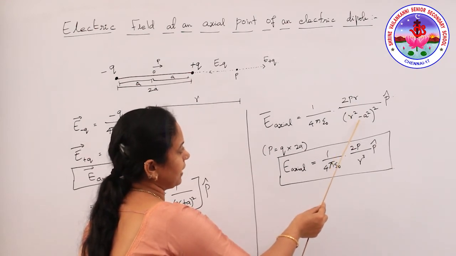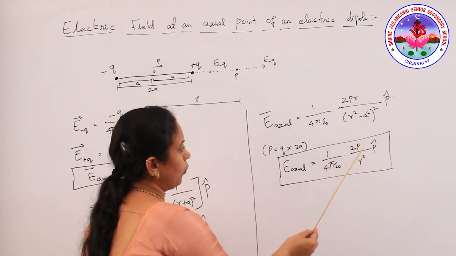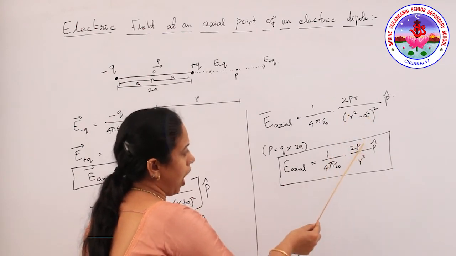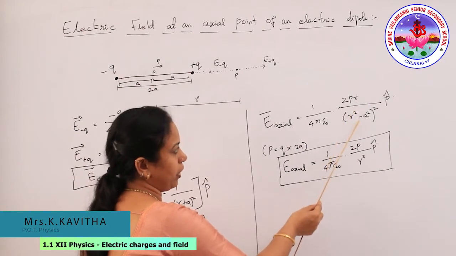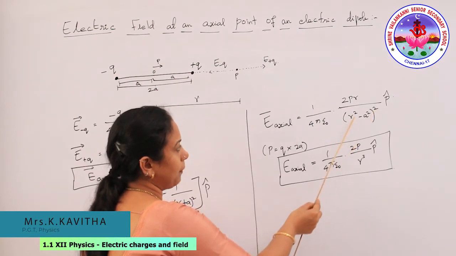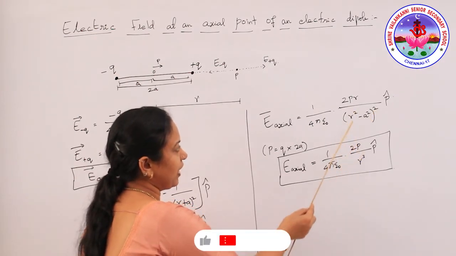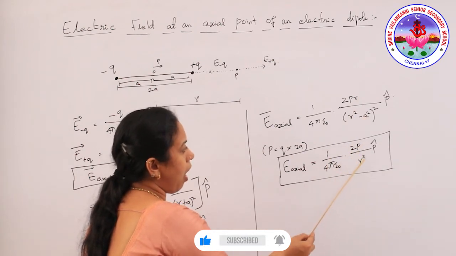Now, (R square minus A square) whole square you have to expand. Then you will get 2PR whole divided by R power 4. Is it right? This is the A square minus B square whole square formula when you use it. You will get R power 4. Here, by simplifying R power 4 with R, you will get 2P by R cube.